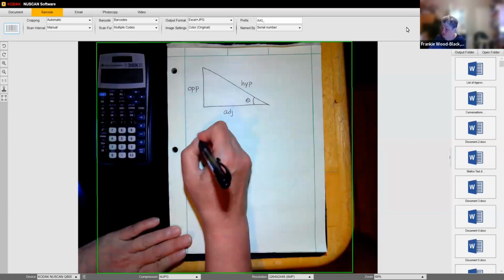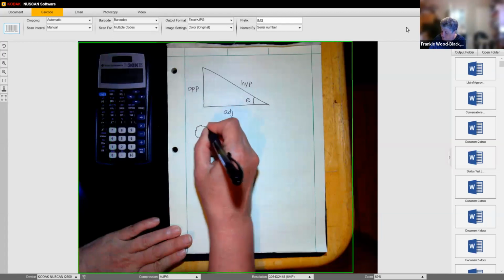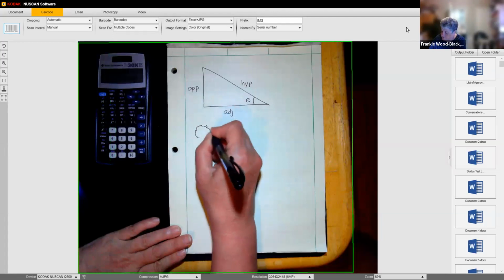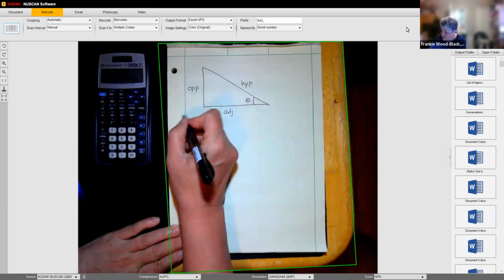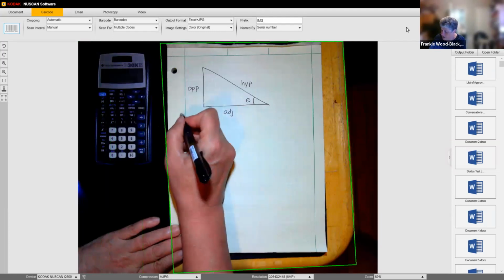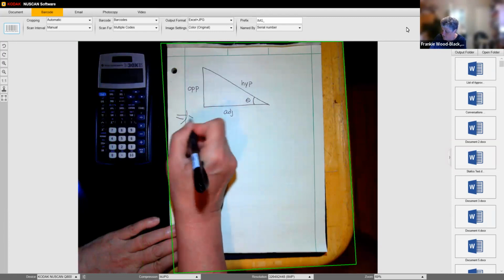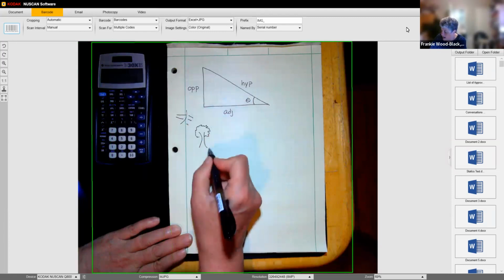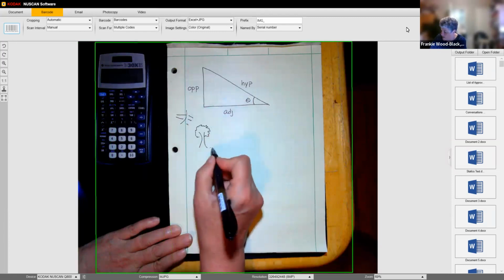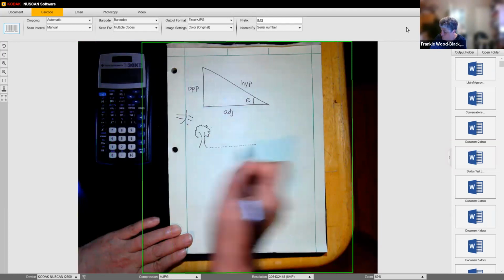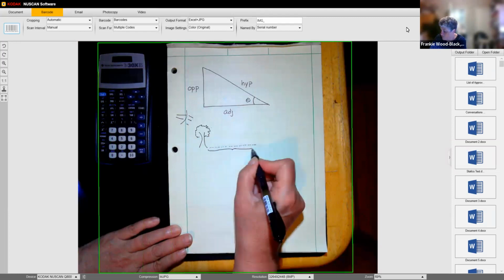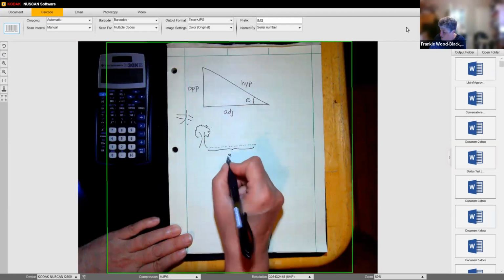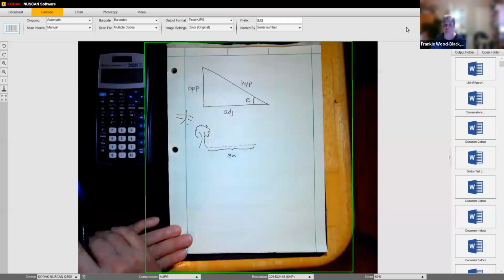So if I have a tree, and the sun is coming through here, and we're going to use the old elementary school sun, it now casts a shadow. We can measure the shadow, and we're going to say that shadow is 3 meters long. So this is more of a bush than a tree.